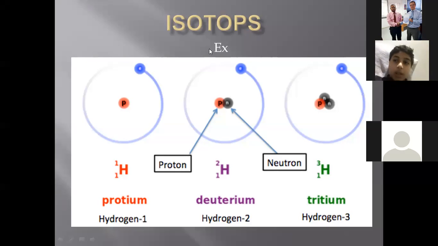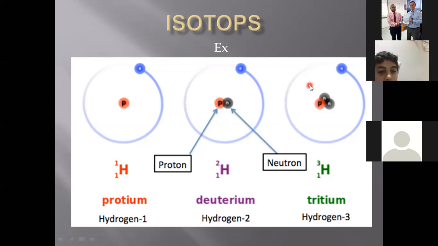First of all, as you see here in the slide, you can see hydrogen 1, hydrogen 2, and hydrogen 3. On the left I have hydrogen, in the middle hydrogen, and on the right hydrogen. What you noticed here is that I have three different atoms of hydrogen.